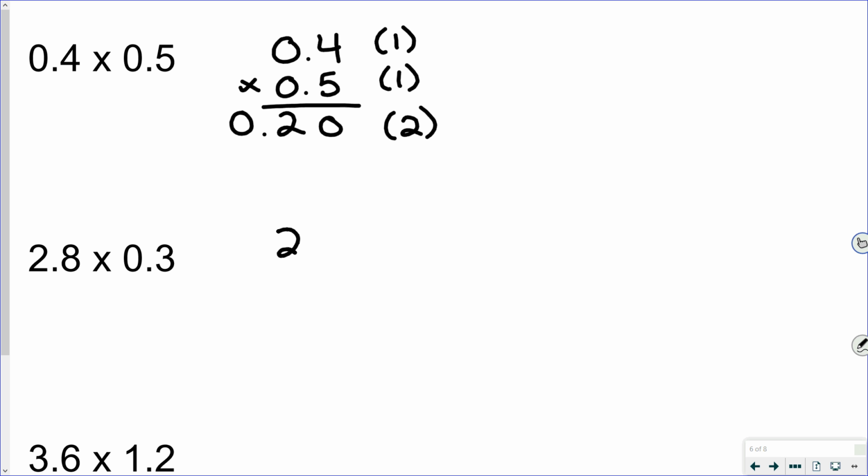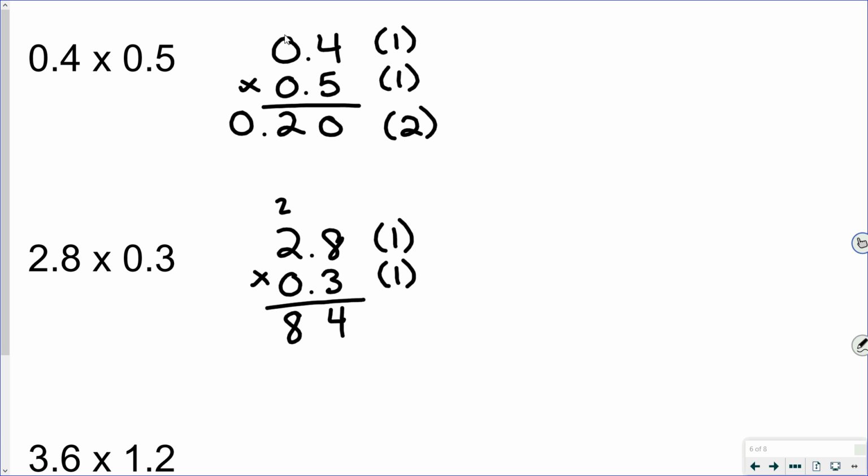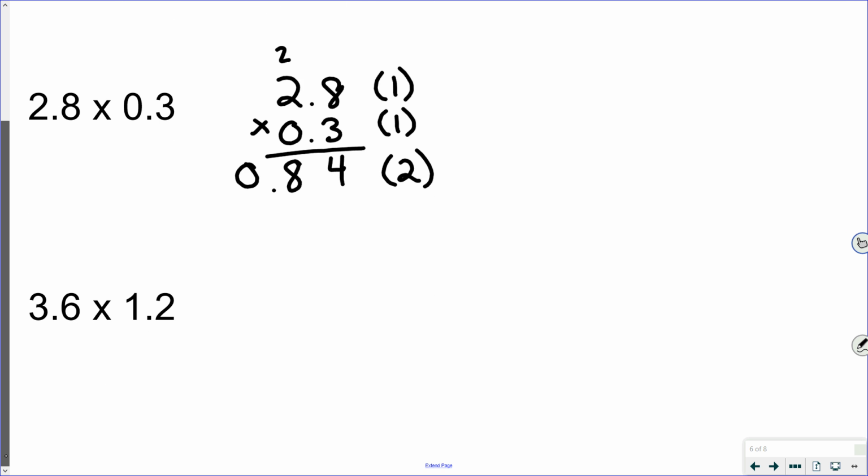So here I have 2 and 8 tenths times 3 tenths. 8 times 3 is 24. 3 times 2 is 6, plus 2 is 8. And I don't need to do my second line because they would all be zeros. So 2 and 8 tenths has 1 digit after the decimal point. 3 tenths has 1 digit after the decimal point. So I need a total of 2 digits after the decimal point. So it'd be 84 hundredths. And again, you can leave it like this, or you can put the 0 in the whole number spot. Either way is fine.